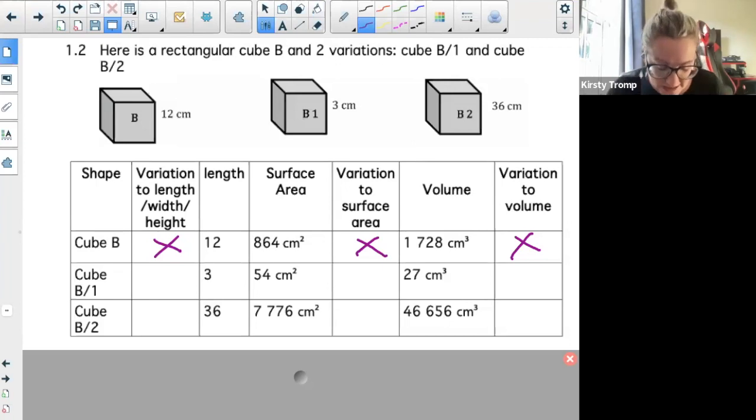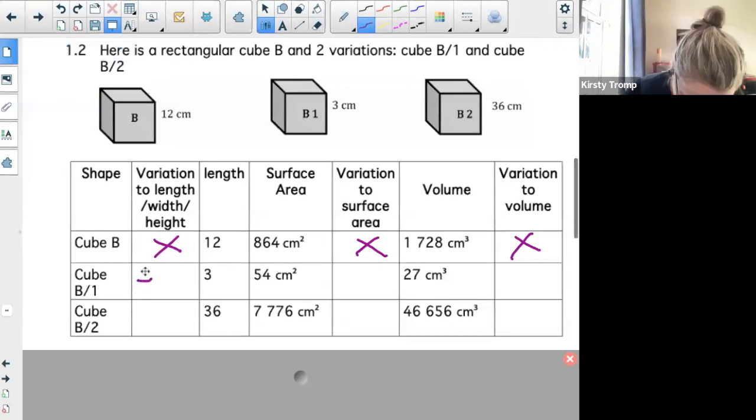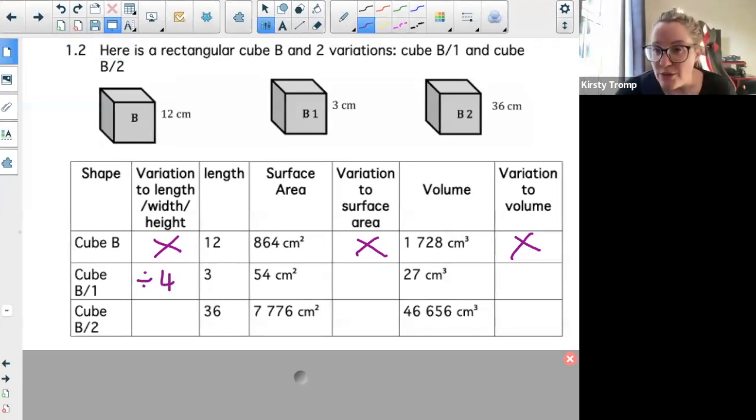Right, Katlego, what did I do to the length in B1? We divided the length by 4. Well done. So 12 divided by 4 gives me 3. Then let's look at the surface area. It was 864. Now it's 54. So what did I do to the surface area? Divided it by 16. Well done.